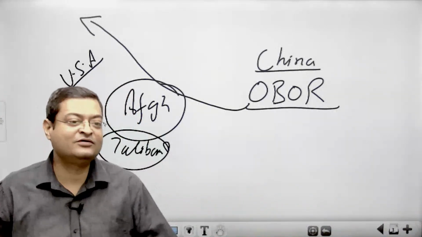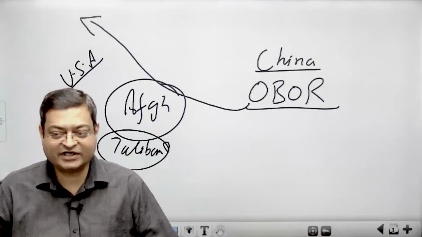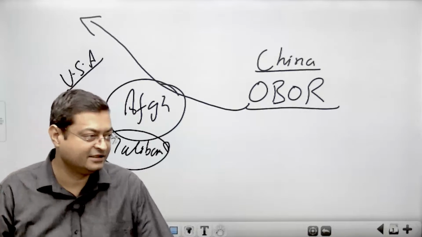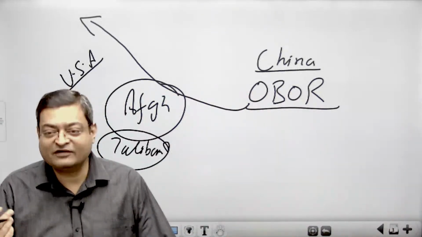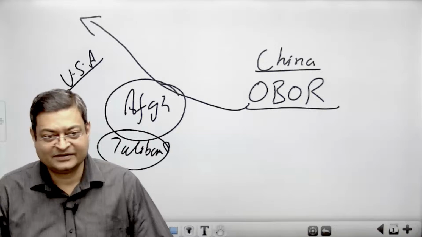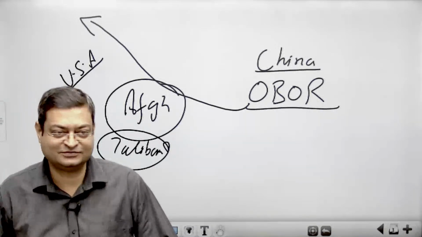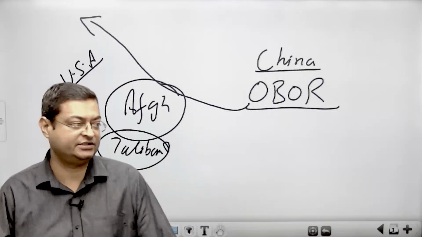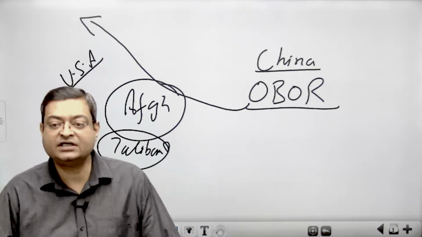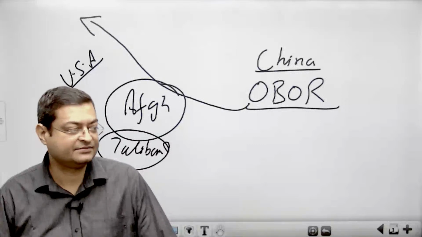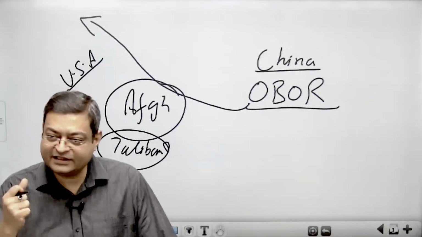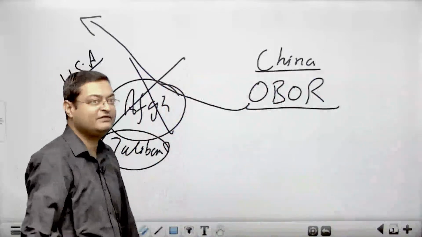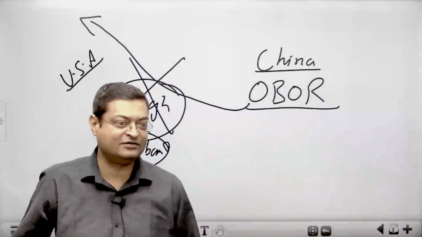Where OBOR is concerned, for trade, for transportation network, for economics to work, you need a peaceful environment. USA did not leave it just like that, because China's influence was growing in this central region of Asia, and it was connecting towards the Middle East. So USA left it. Now this area is disturbed. So have you even heard of OBOR now?